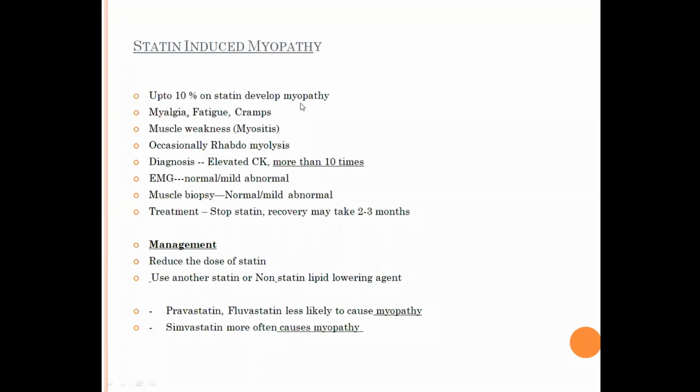Myopathy, typical proximal muscle weakness, occurs in up to 10%. It is due to myositis. How will you diagnose? The patient is on a statin, has proximal muscle weakness with myalgia and cramps, and CK is elevated more than 10 times. This is a very important lab investigation to conclude statin-induced myopathy because of the myositis.